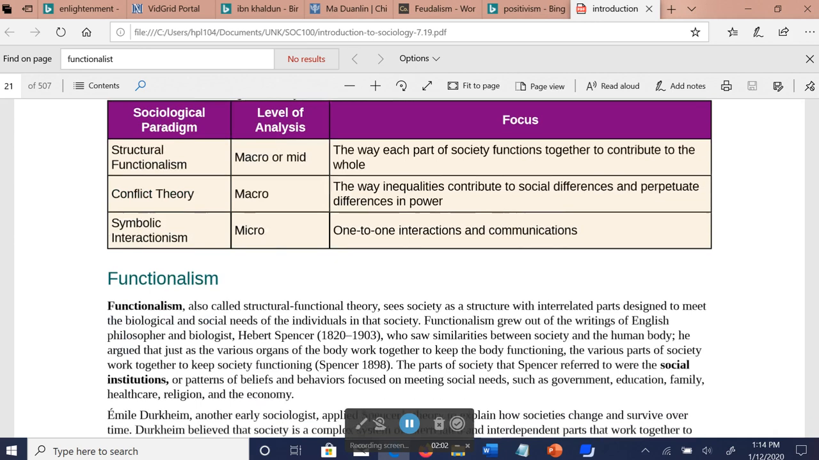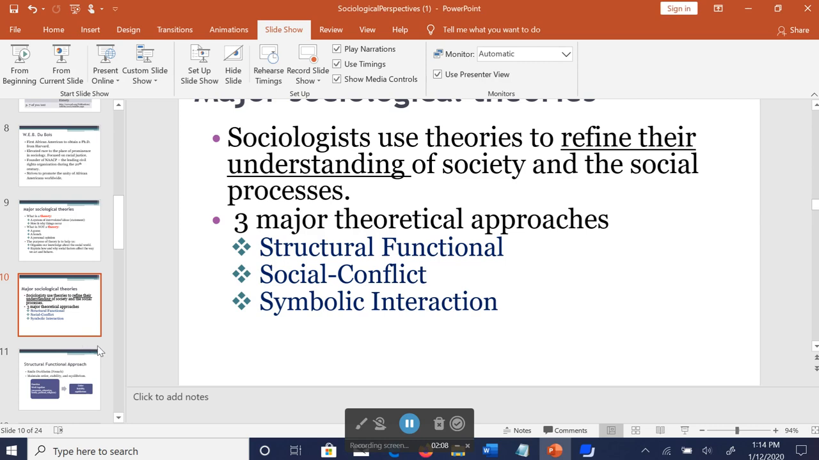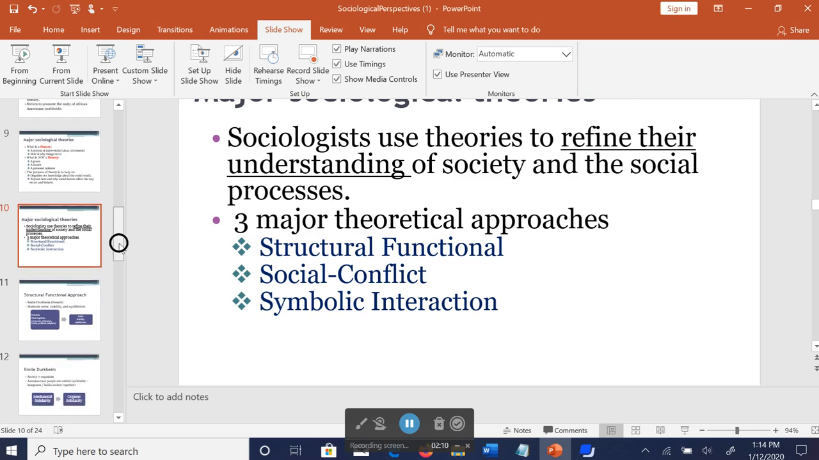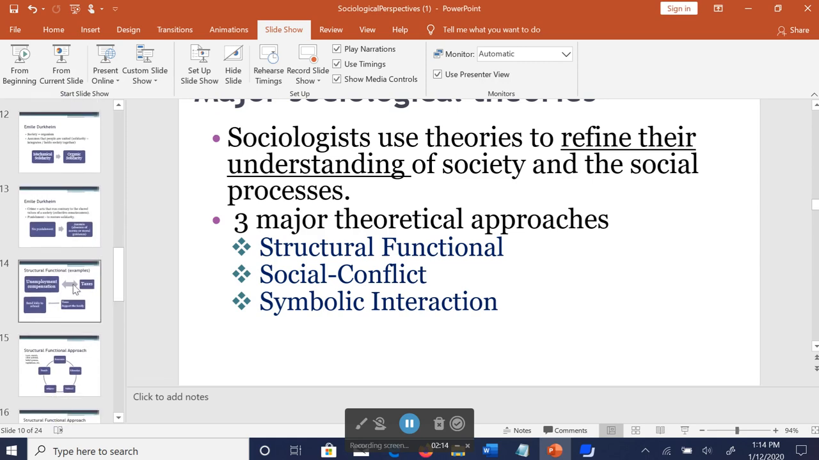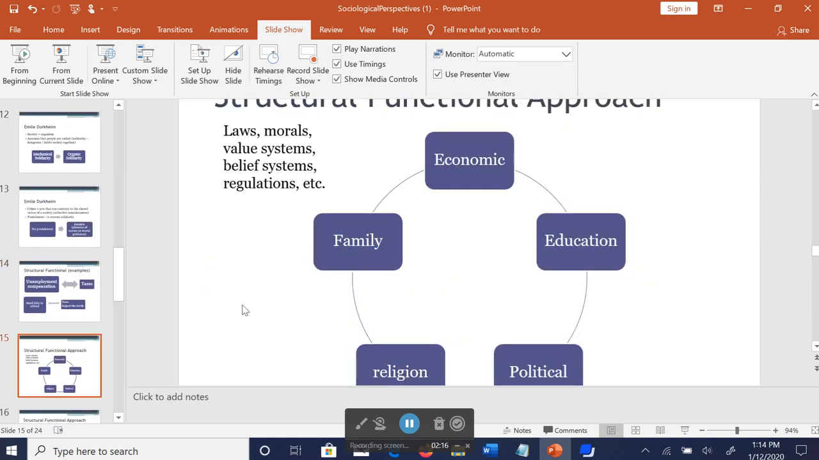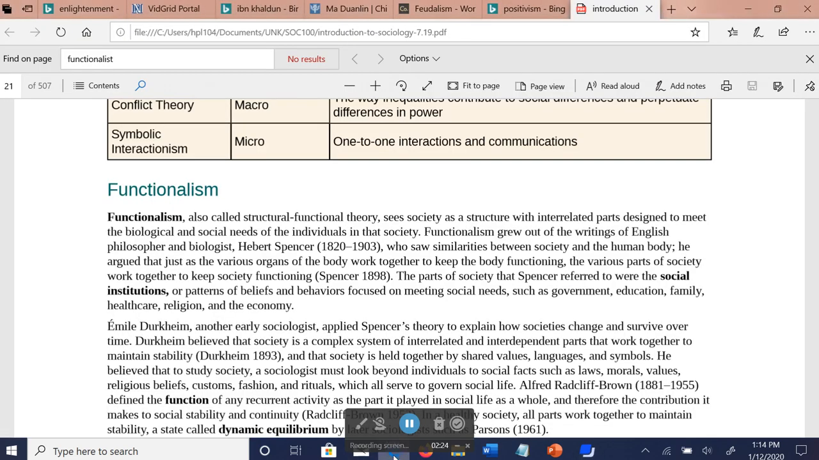So, your book calls it functionalism theory, and some textbooks call it the structural functional approach. Whether it's called structural functional approach or the functionalism theory, it doesn't matter. We know it originates from the word function.